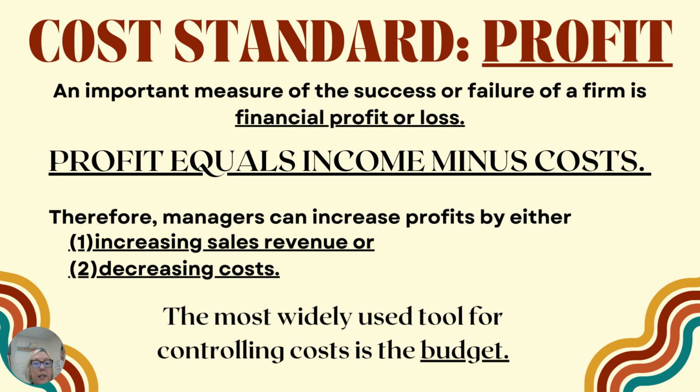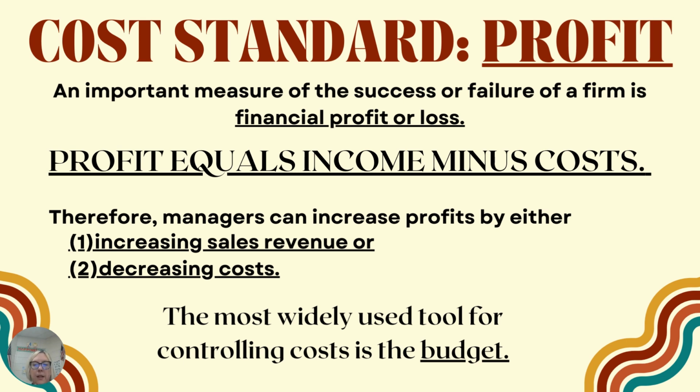The most widely used tool for controlling costs, though, is the budget. As a manager, you're going to want to make sure you are reviewing that budget and staying on track. If you notice that your costs to make or build something are higher than what you're bringing in for your profit, you need to look at that budget and say, hey, I need to make some changes here, and figure out where we need to go with that. And that is called having a variance, which we're going to spend some time looking at over the next couple of days.